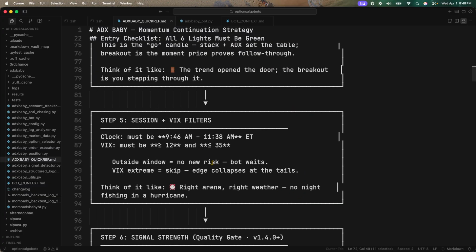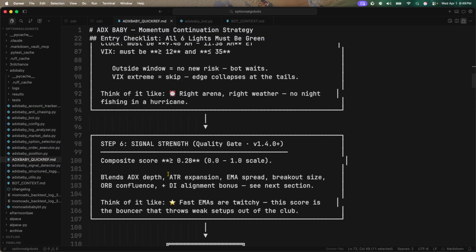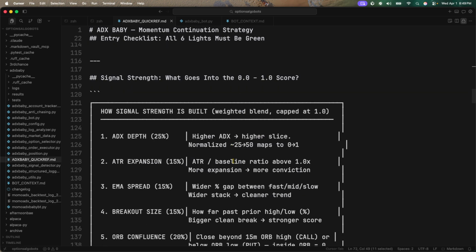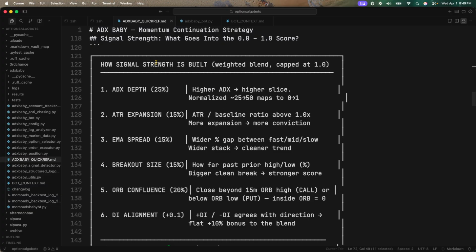And here are our VIX filters. VIX is the volatility index, which allows us to gauge how volatile the market is. We also have a signal strength, and we're looking for the actual signal to be greater than or equal to 0.28. The fast EMAs are twitchy, so this is the score that acts like the bouncer throwing weak setups out of the club. We have all 3, and that's how we actually get a trade. And this is what we're using in order to determine the signal strength.